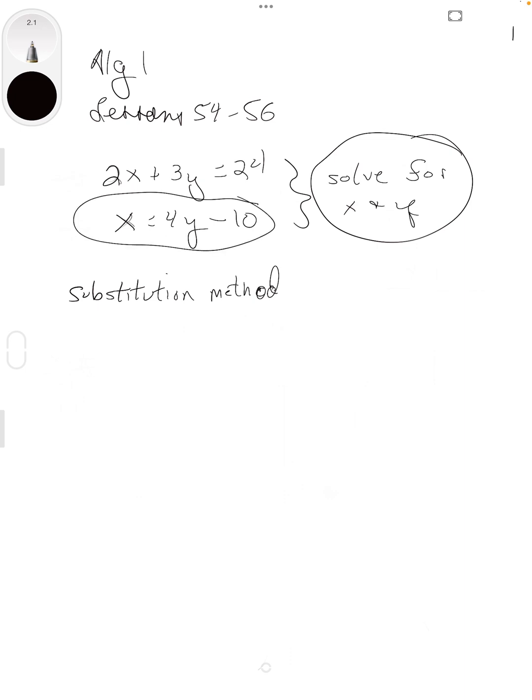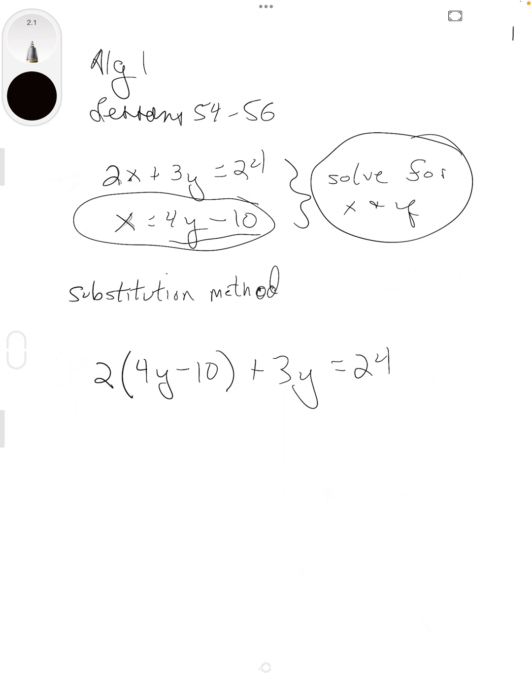So I'm going to take this and see where there's an x in this problem. Instead of using x, I'm going to use 4y minus 10. So that equation becomes 2 times, instead of x, 4y minus 10, plus 3y equals 24. And now I do this like we've been doing all along.